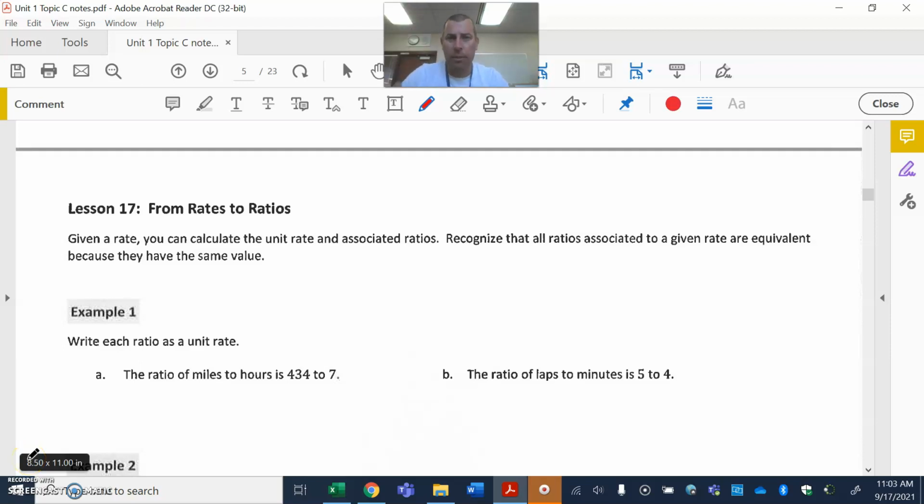There we go, people. Spreading magical pixie dust over you to help you increase your knowledge from rates to ratios.